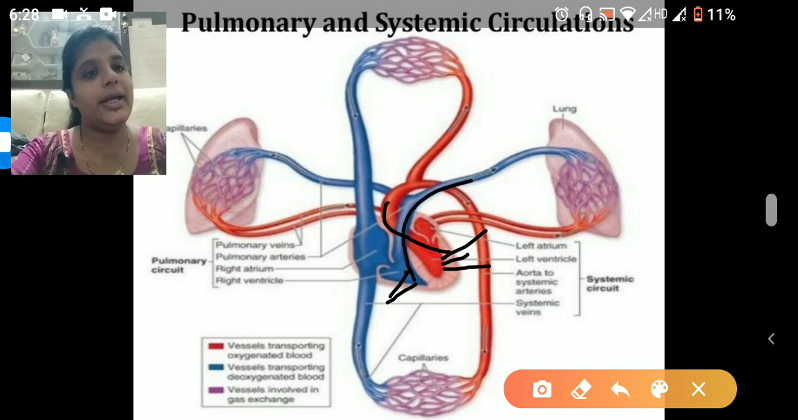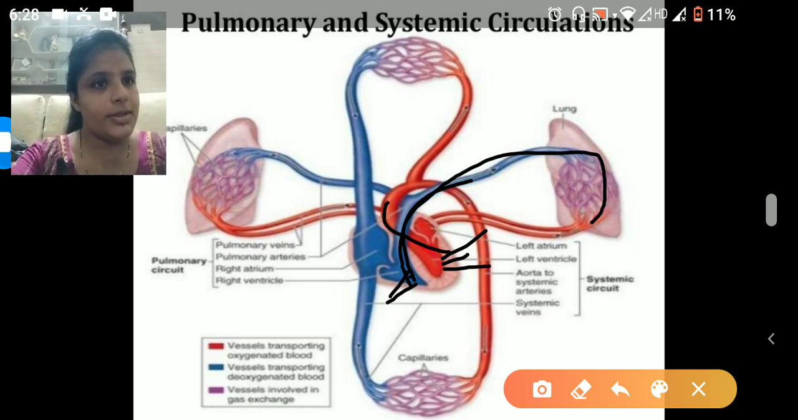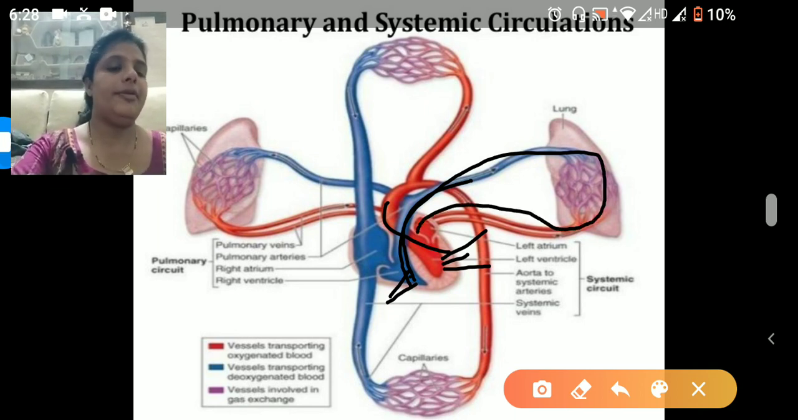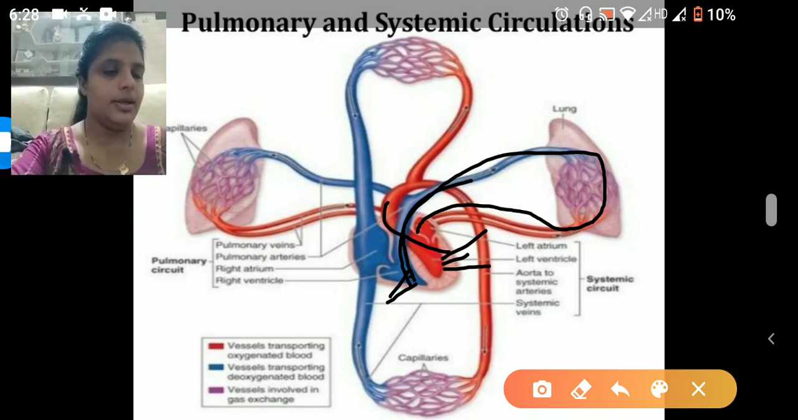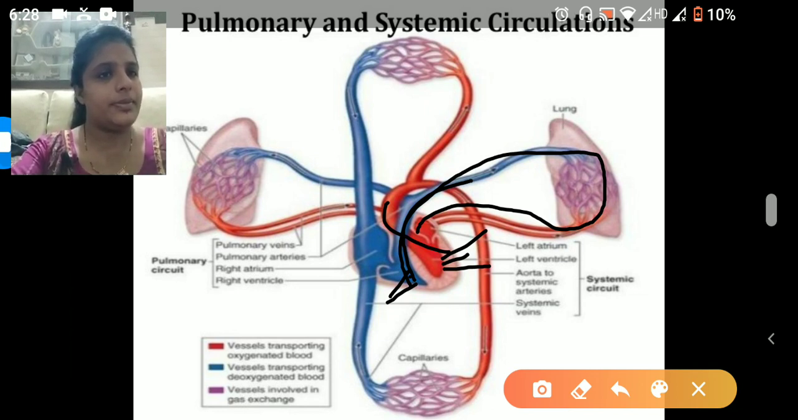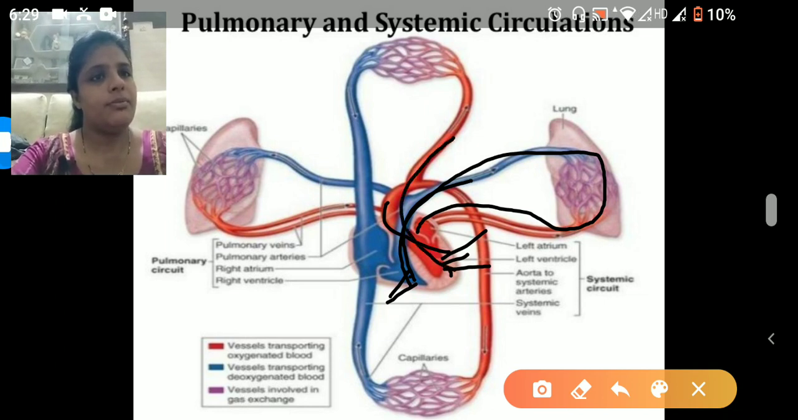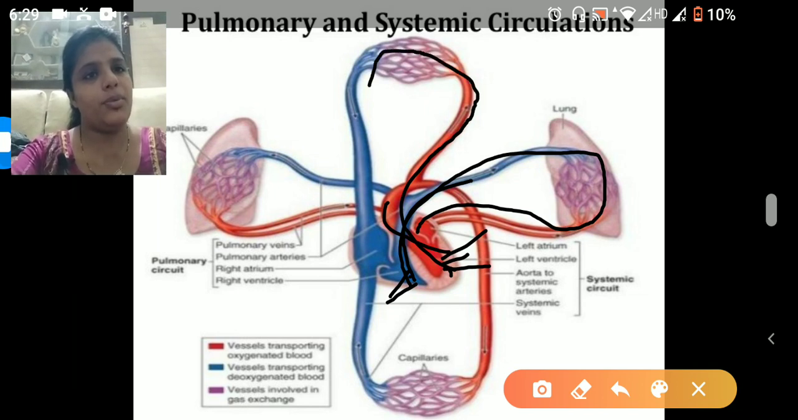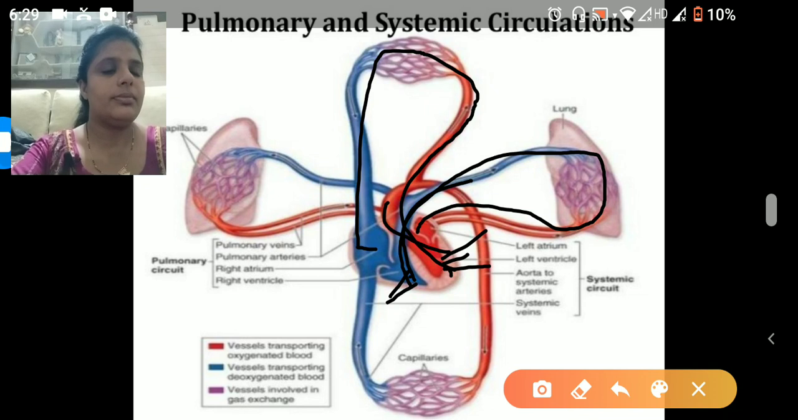Pulmonary circulation ends at the left auricle. It starts from the right ventricle, goes to the lungs, and from the lungs oxygenated blood ends in the left auricle. So it starts from the right ventricle and ends at the left auricle, while systemic circulation starts with the left ventricle, moves with the help of the aorta, enters the body and enters back into the right auricle.